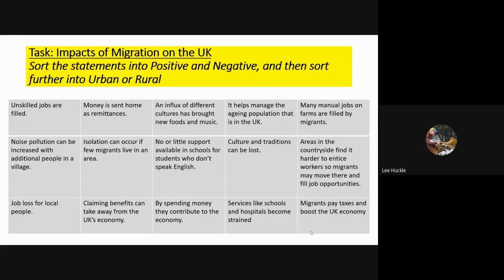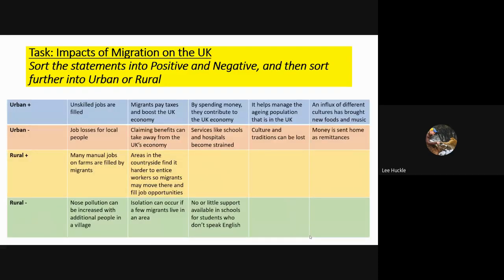What you'd have then done as a class is you would have given these range of statements, and you needed to sort those statements into both positive and negative. And then, to add another layer of complication here, each of those, once you've decided one goes into a positive category, is it positive for an urban area or is it positive for a rural area? And what you'd have then done was discussed each of these to add further depth and detail. So here is the summary that you'd have looked at.